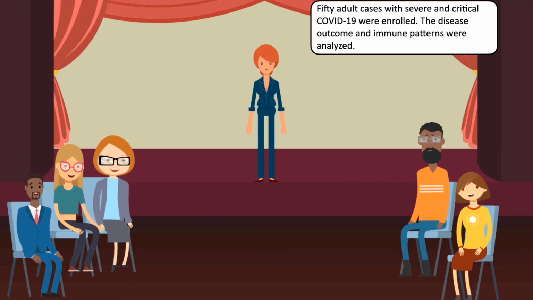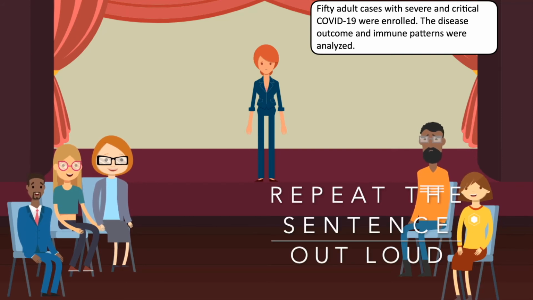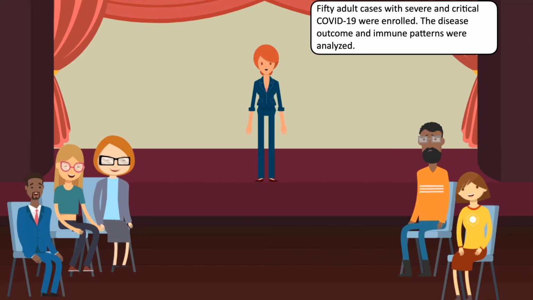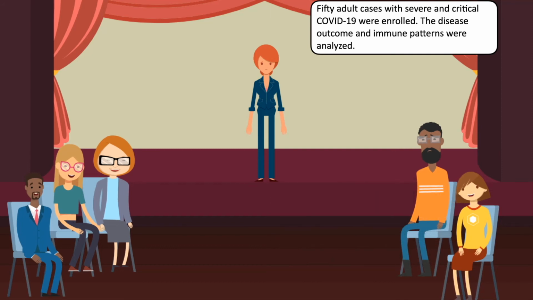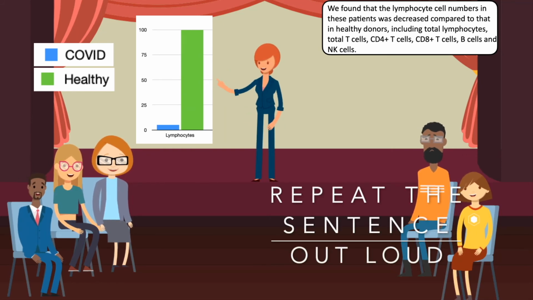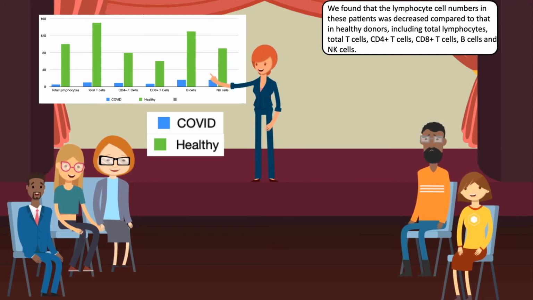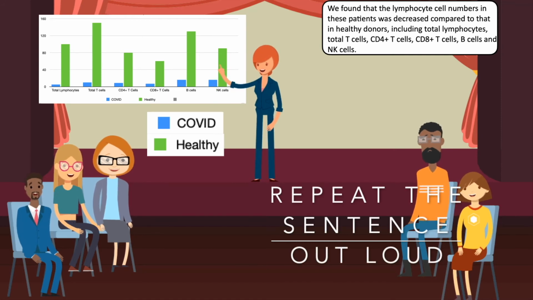Fifty adult cases with severe and critical COVID-19 were enrolled. The disease outcome and immune patterns were analyzed. We found that the lymphocyte cell numbers in these patients was decreased compared to that in healthy donors, including total lymphocytes, total T cells, CD4 positive T cells, CD8 positive T cells, B cells and NK cells.